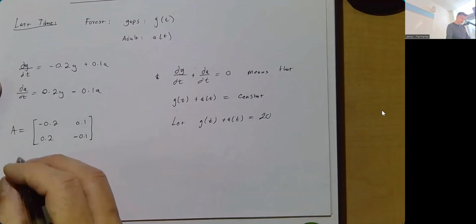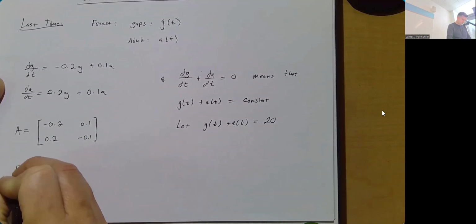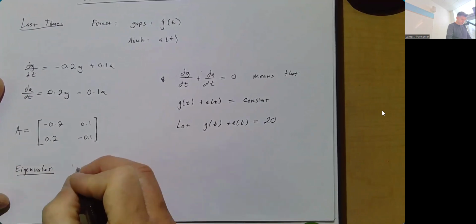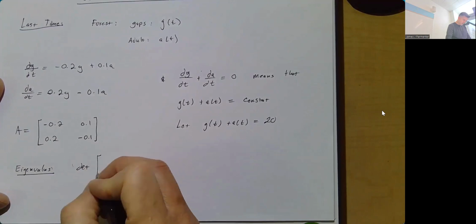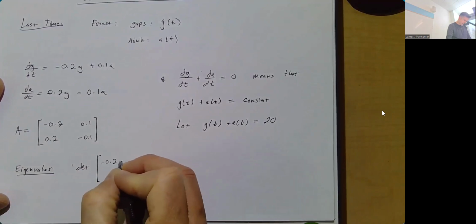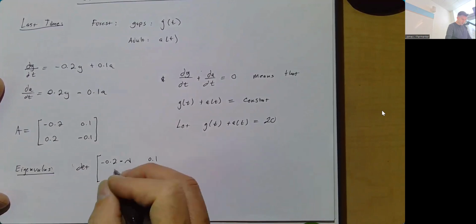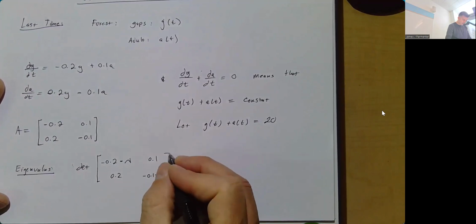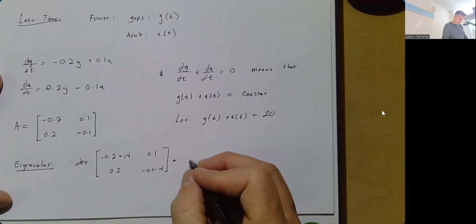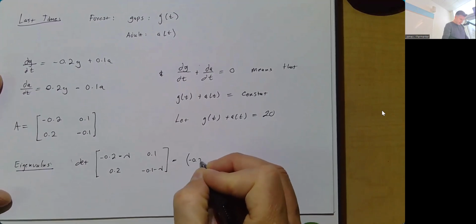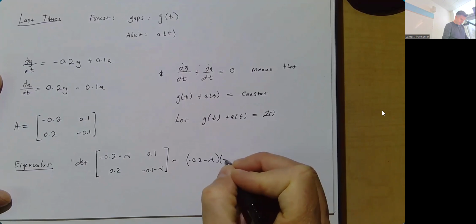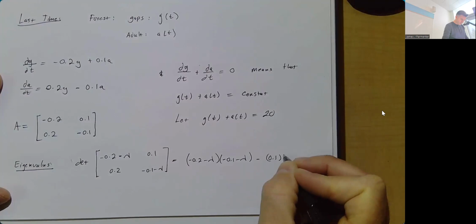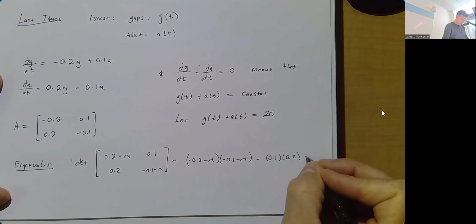So let's find the eigenvalues. So we're going to do the determinant of negative 0.2 minus lambda, 0.1, 0.2, and negative 0.1 minus lambda. And that's going to be negative 0.2 minus lambda times negative 0.1 minus lambda, minus 0.1 times 0.2. And set that equal to 0.